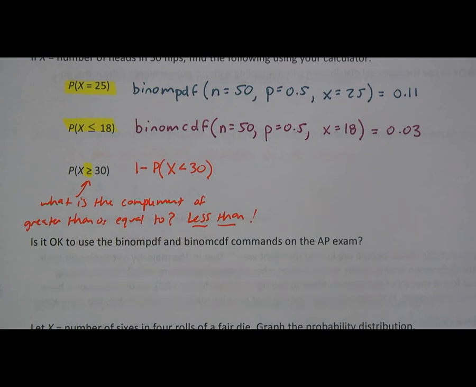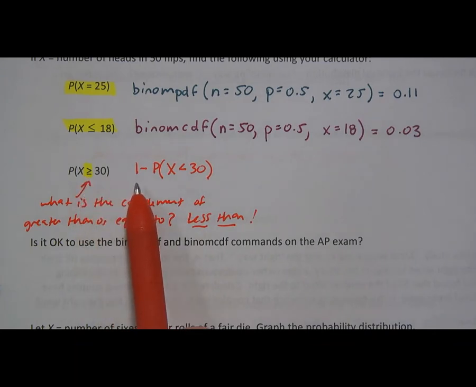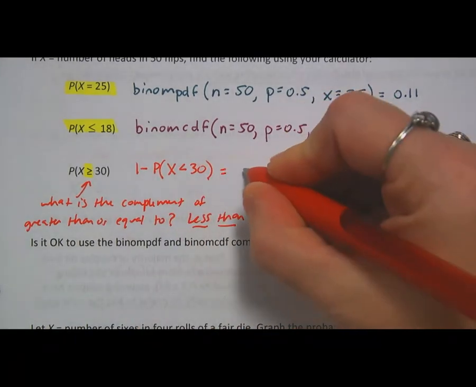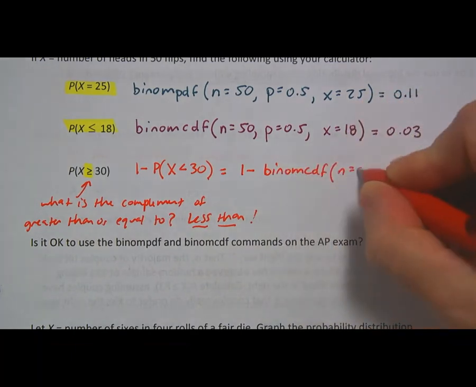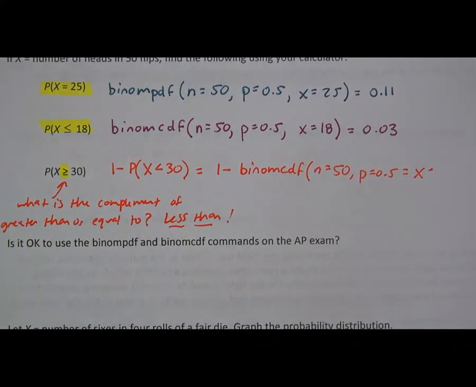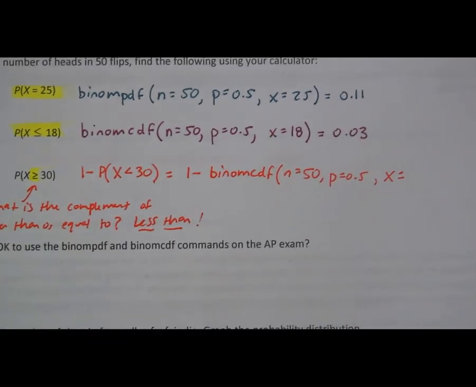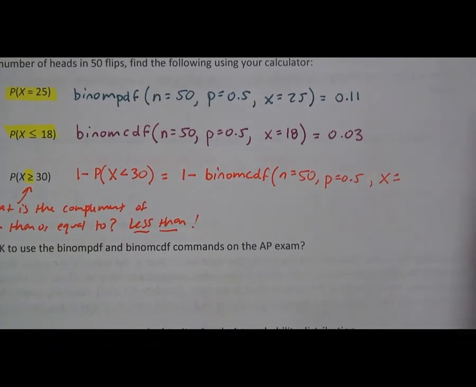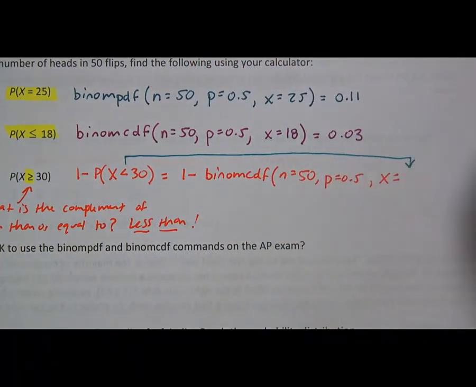You can do that by writing the complement of this is less than. So the probability that I get 30 or more heads is the same thing as 1 minus the probability that I get less than 30 heads. How would we type that in? We would type in 1 minus binomcdf. N is 50 trials. P is still 0.5, but here's where you have to pause for a second. What are you going to put for the number of successes? You can't put 30 because you just said less than 30, so put 29.